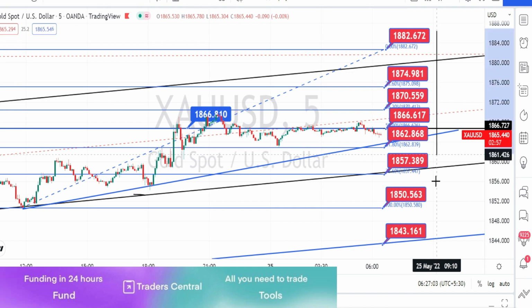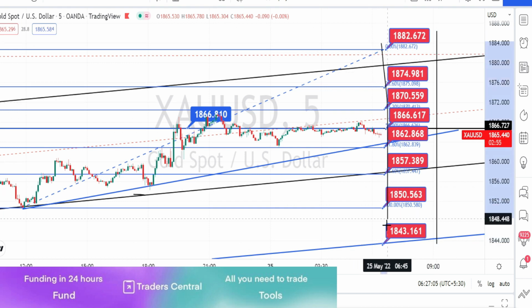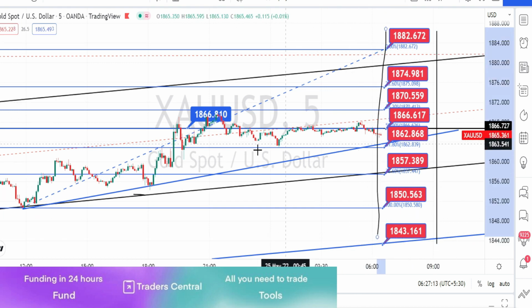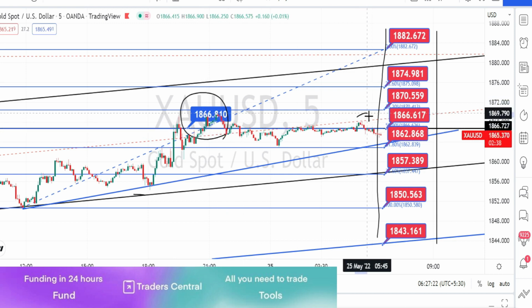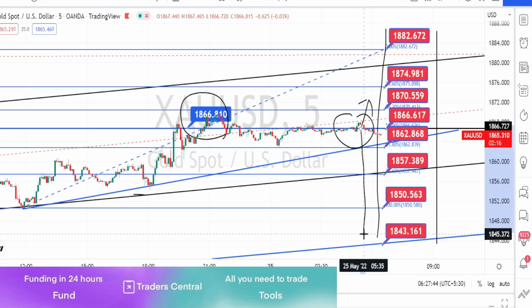So the values in red color boxes are the resistance and support levels for the 5 minutes time frame, and the values in blue color boxes are the resistance line from the higher time frame. Currently the price action is struggling to break this resistance level. Wait for the price action to break this resistance line in order to take trades on the bullish side, otherwise it will be the bounce back on the bearish side.